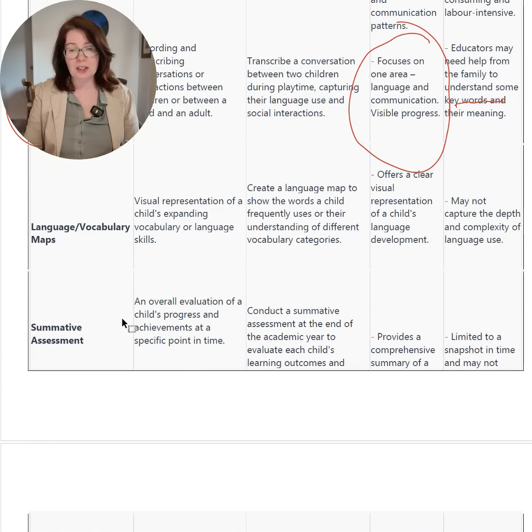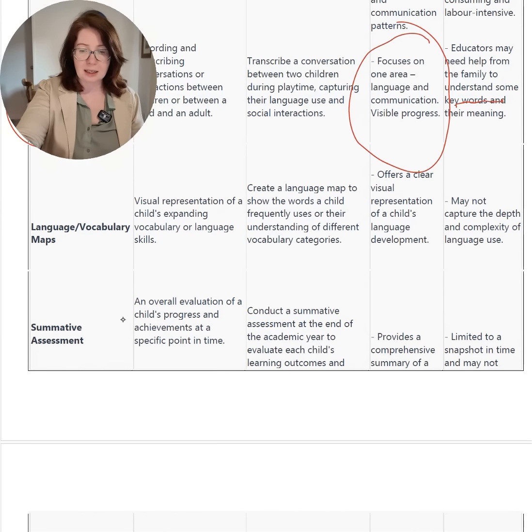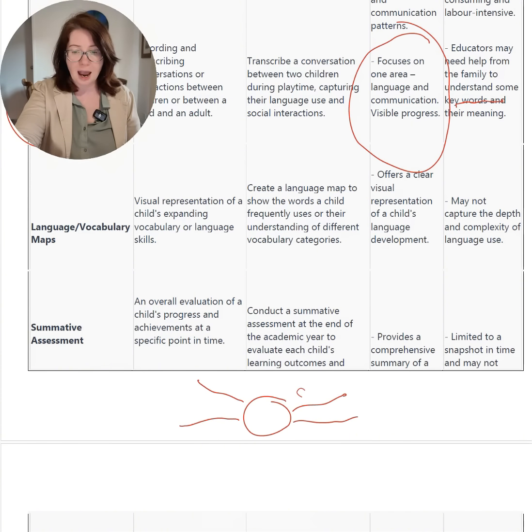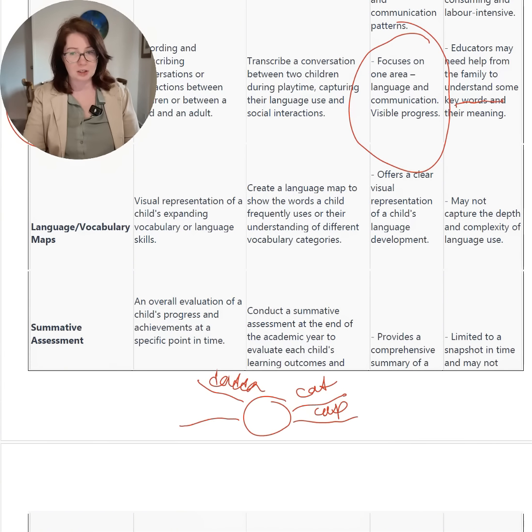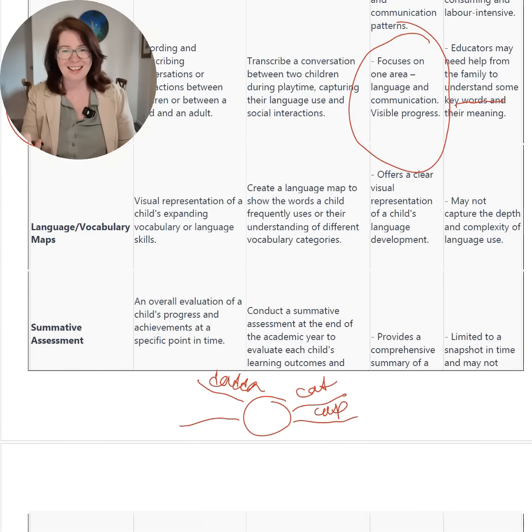Next one is language vocabulary maps. So a visual representation of a child's expanding vocabulary and language skills. So it's basically like that. You can use a map and write, let's say, cat, cup, daddy, whatever they say, in the child's language as well. And this captures language, and then you can compare to expectations.